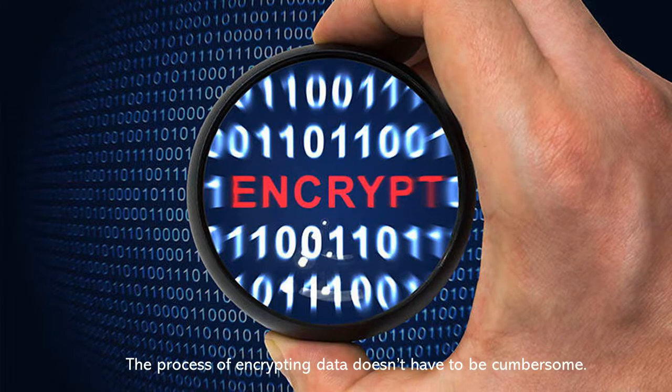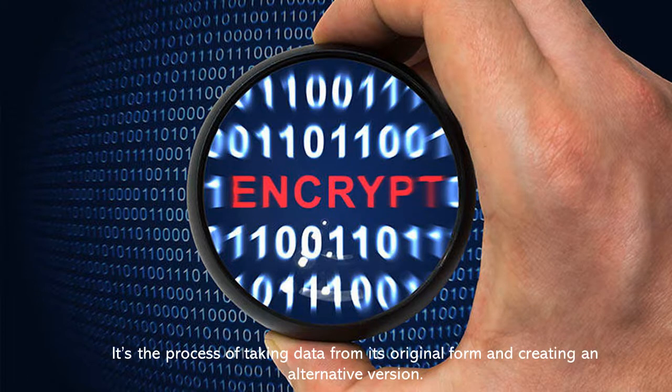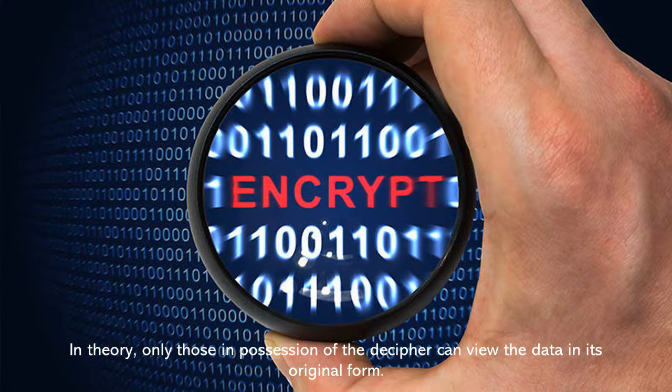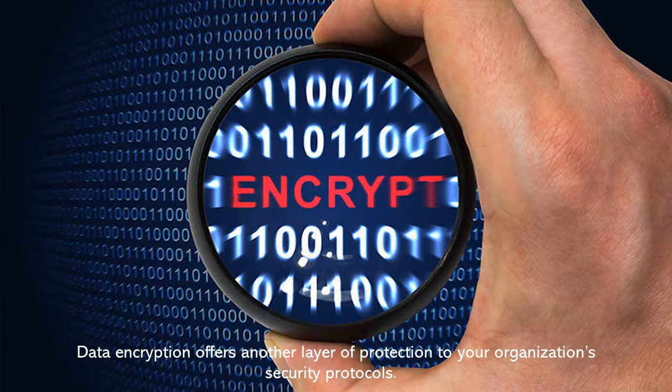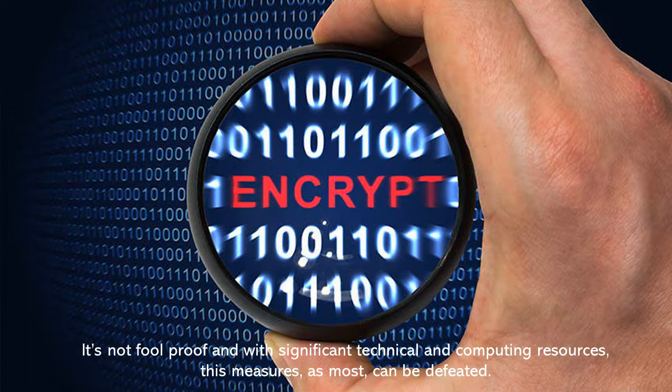Data encryption. The process of encrypting data doesn't have to be cumbersome. It's the process of taking data from its original form and creating an alternative version. In theory, only those in possession of the decipher can view the data in its original form. Data encryption offers another layer of protection to your organization's security protocols. It's not foolproof, and with significant technical and computing resources, this measure, as most, can be defeated.